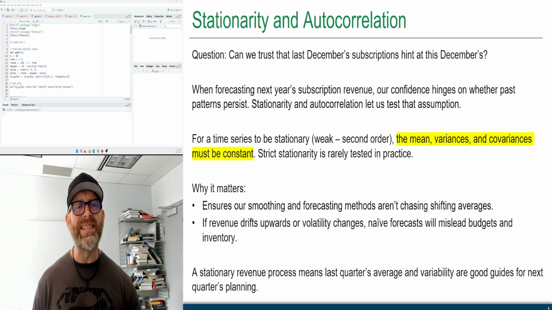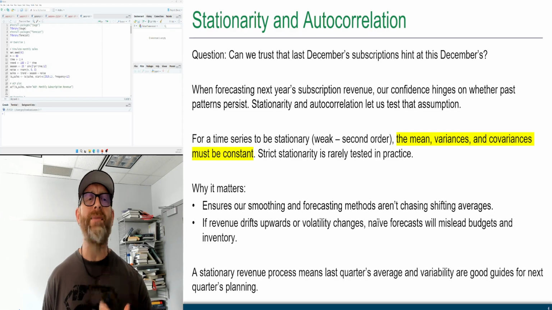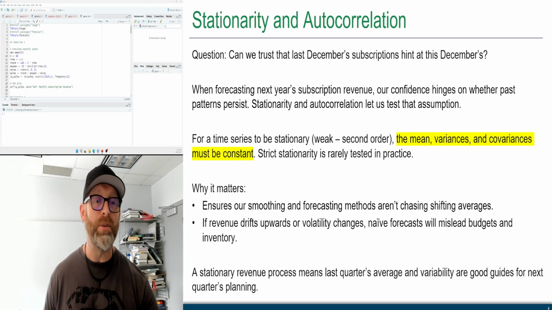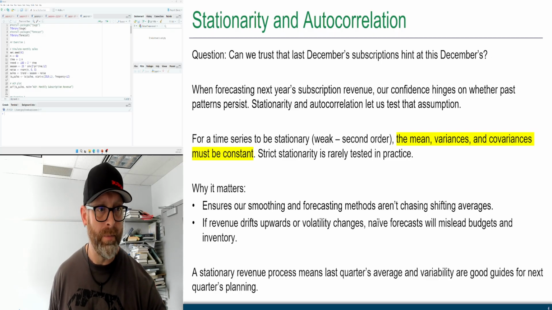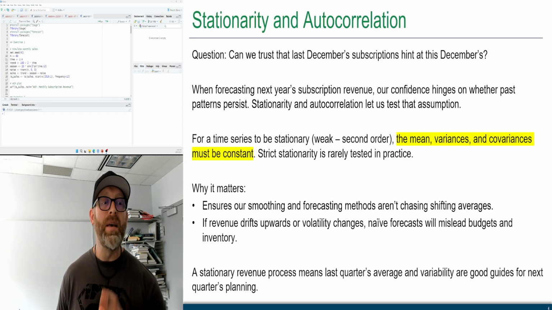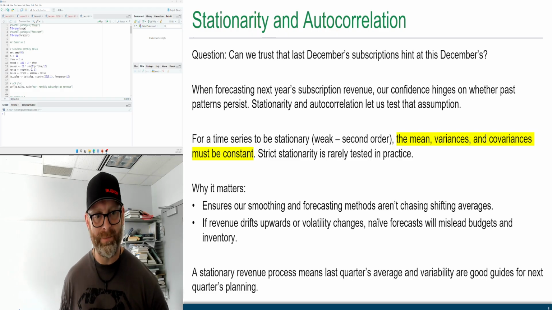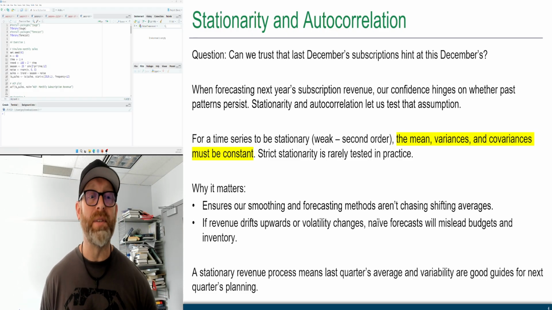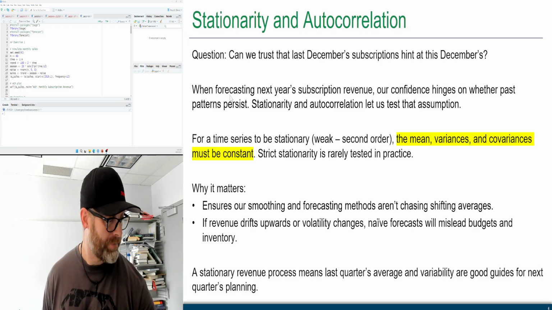Being able to predict into the future, if we have something that is not stationary, becomes very difficult for our models to interpret. A stationary revenue process means last quarter's average and variability are good guides for the next quarter's planning. So having a model that's stationary helps us to be able to predict into the future.